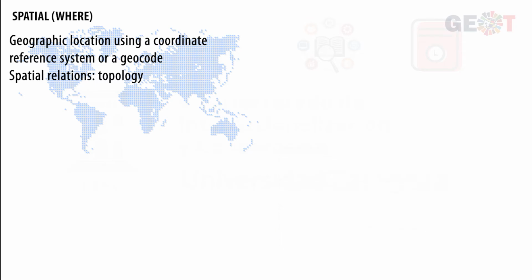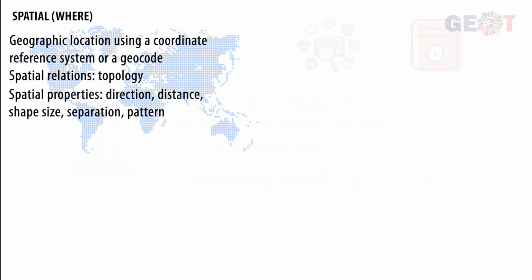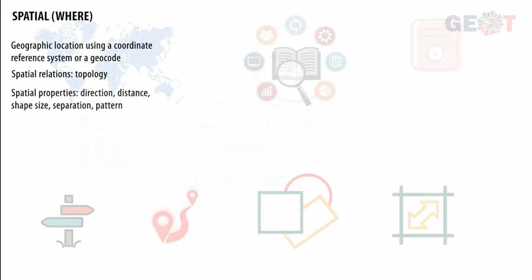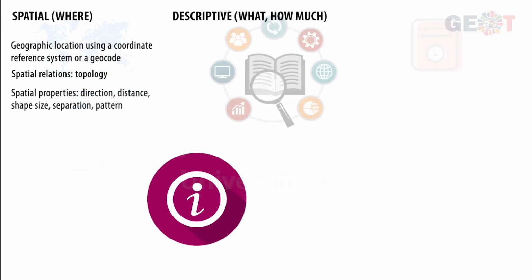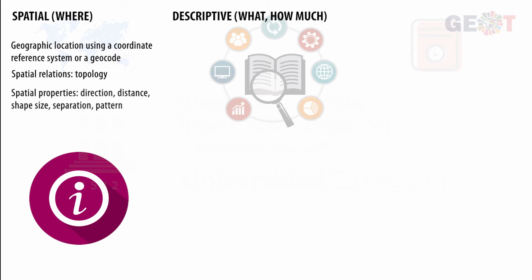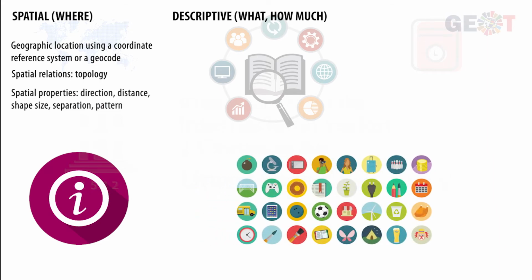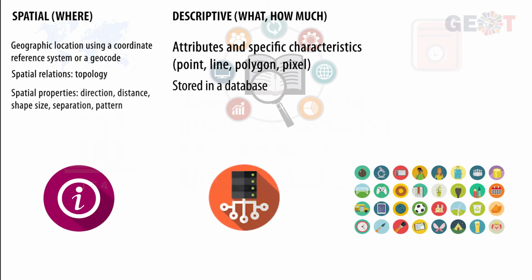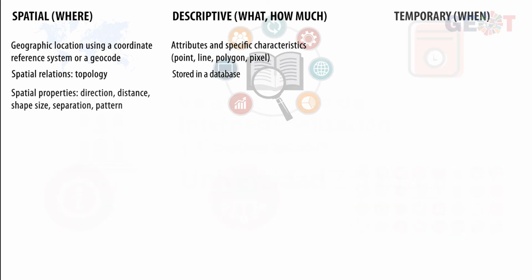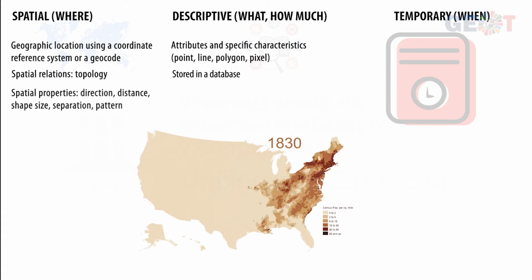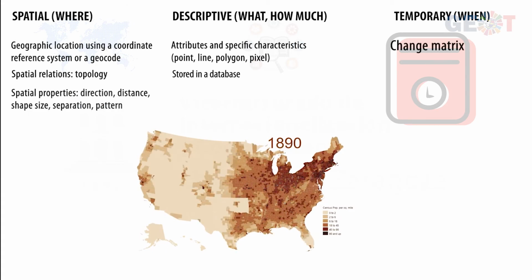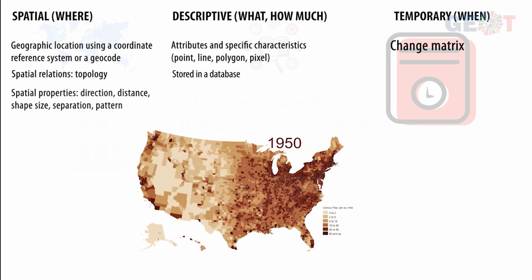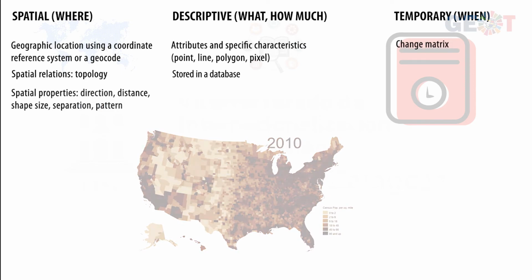Spatial data allow defining and drawing spatial properties like direction, distance, shape, size, separation or patterns. Descriptive data give the information about what or how much a spatial data is. They are the thematic attributes of the spatial entities represented by points, lines, polygons or pixels, and they are usually associated in a database or spreadsheet. Data can also provide temporary information in order to represent changes on the spatial entities or attributes. For example, if a province is gaining or losing population from one year to another.